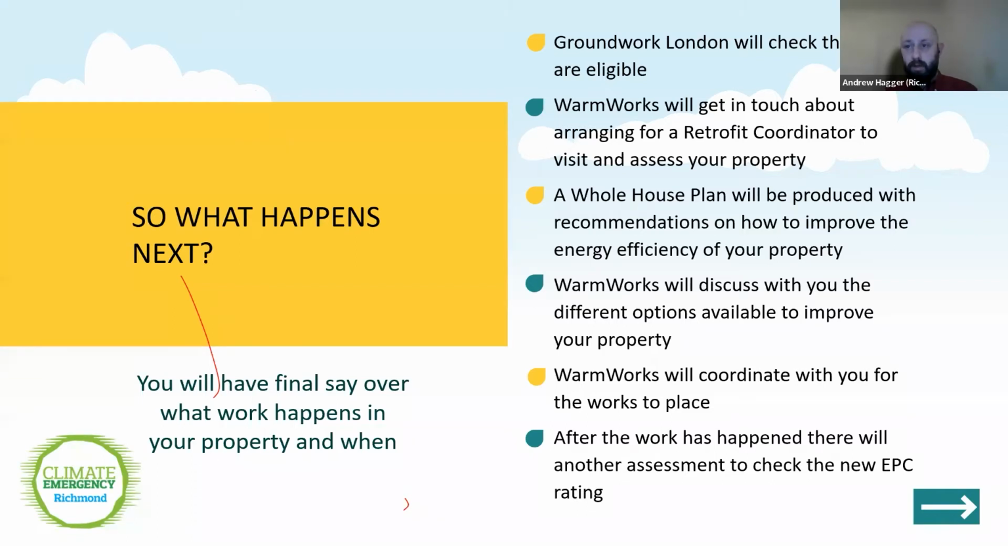And then after the work has happened, there will be another assessment to check the new EPC rating. That's an important part of the step, where we want to make sure that there have been improvements to your home and it's improved the EPC rating, because the aim is to try, if possible, to get your home to an EPC C rating. And the important thing here is you will have final say over what work happens in your property and when. So you are in control. It's other people doing lots of stuff around this for you, but you'll have that final say on it.